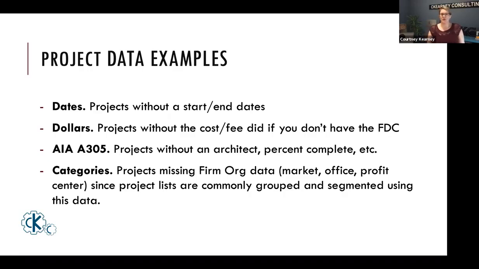Looking at the AIA A305 or the SF330, if any of those fields need to be populated for these forms that we're required to fill out on some of our proposals, then every project needs to have it. So the example that I gave here, the A305, for in-progress projects, you need an architect, percent complete, the owner, an owner contact. All of those can have audit reports so that you're finding them when you're in control and you have the ability and the time to run audits on your data, instead of, holy crap, the RFP is due tomorrow and now I've got to run an AIA A305 and half of the data is missing. That's the worst case scenario.